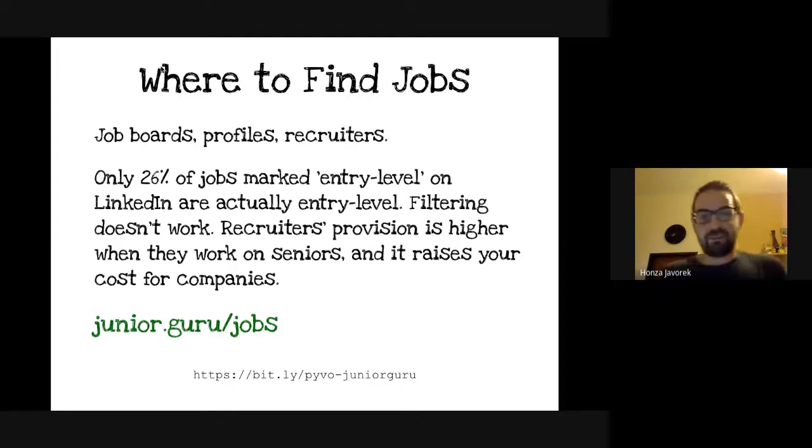And also they're paid from provision, and that means if they're trying to help seniors, they'll get higher provisions, right? So it's like higher salaries.